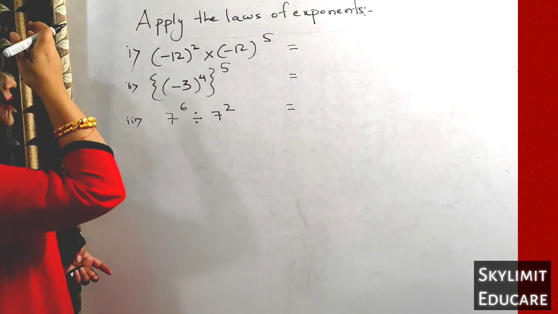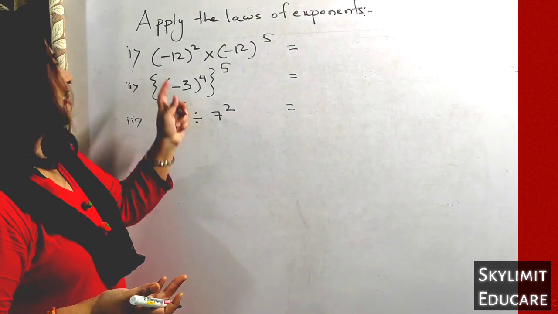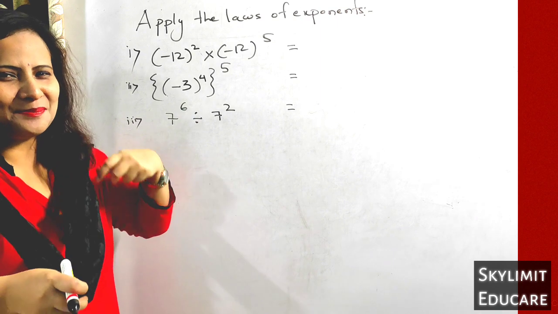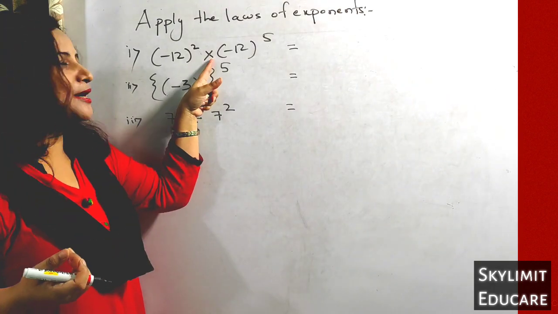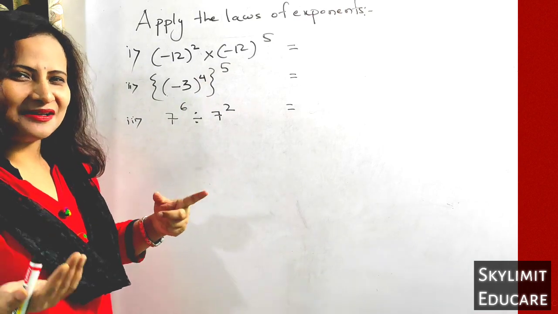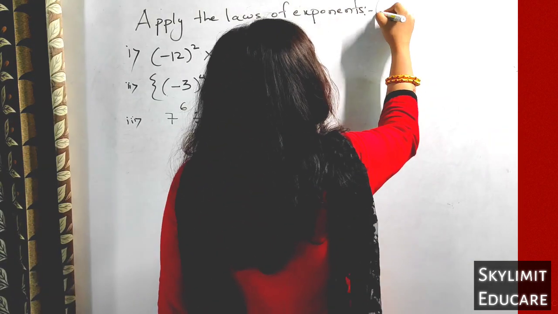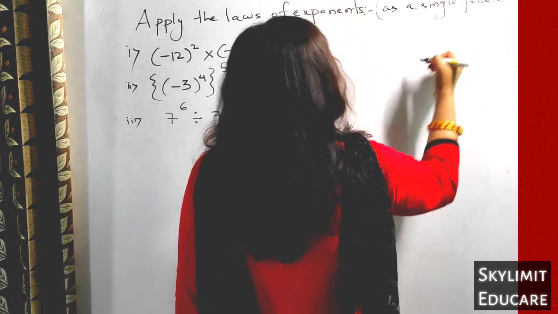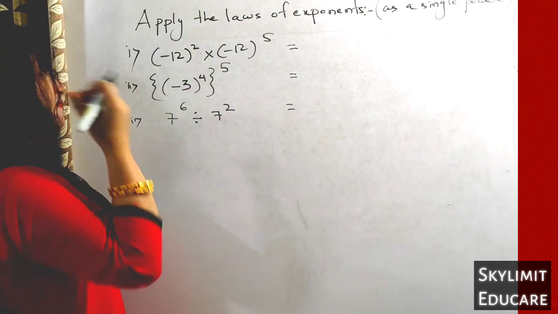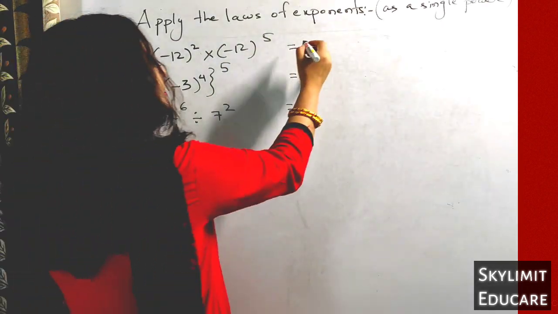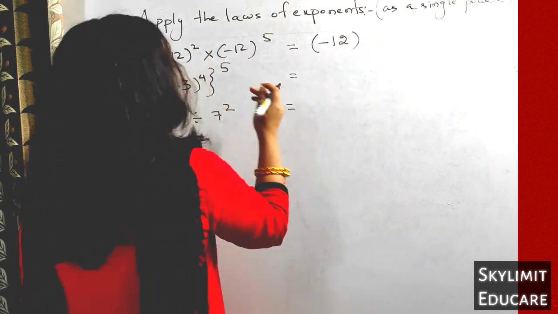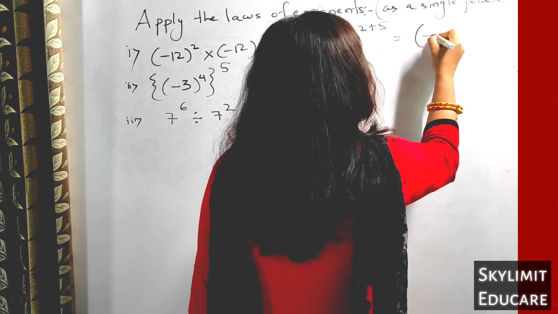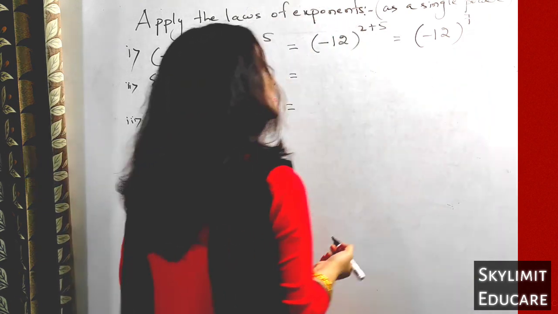Okay? So you have to apply the laws of exponents. Now we will discuss. It's simple. Check the base. What is the base? Same base. Minus 12 is the base for both of them. And the second condition is they are multiplied. So add the powers. The question is asking you to express it as a single power. Okay? So now you have 2 powers to express as a single power by applying the law of exponents. Very simple. Write the same base, add the powers. 2 plus 5. So you are getting how much? Minus 12 to the power of 7.